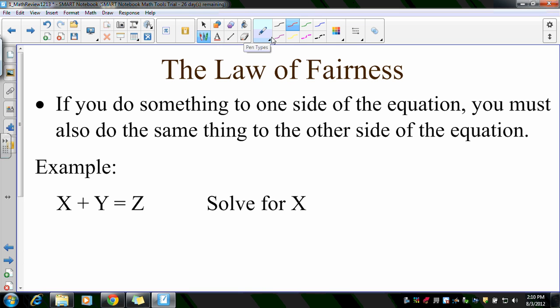So the law of fairness is how we use this idea of doing the opposite. Whatever you do to one side of the equation, you have to do the other. That way it's nice and equal on both sides.